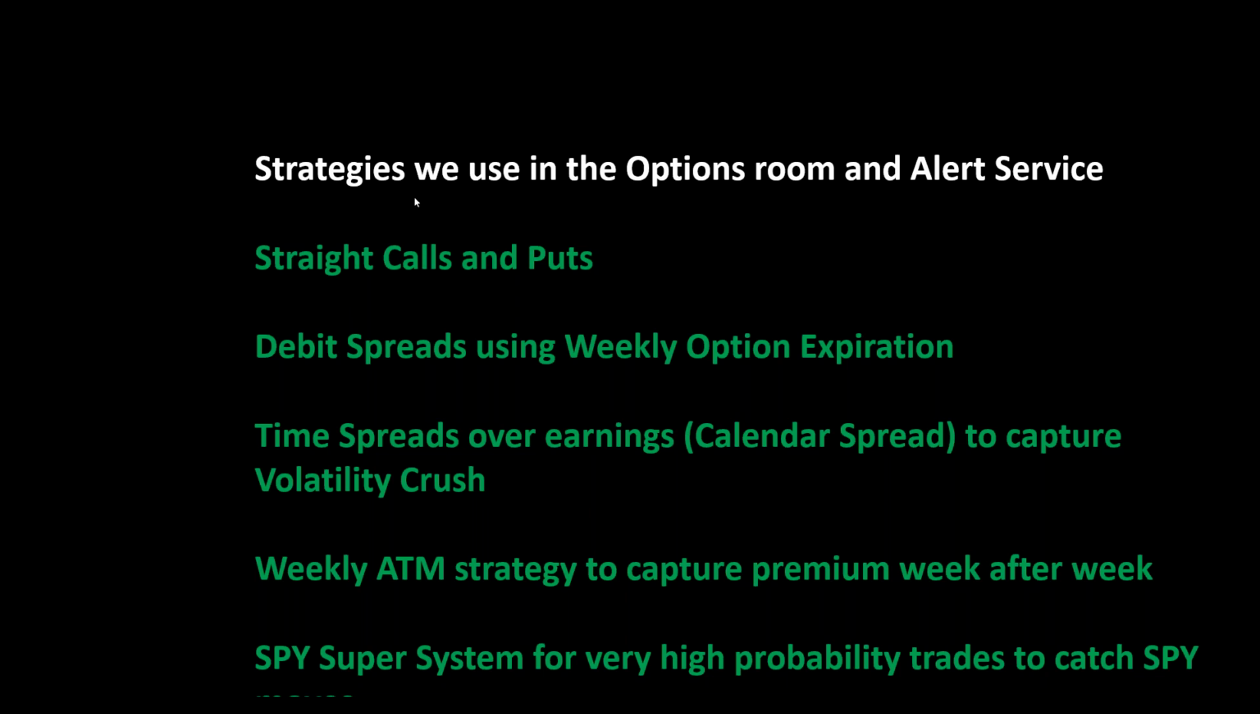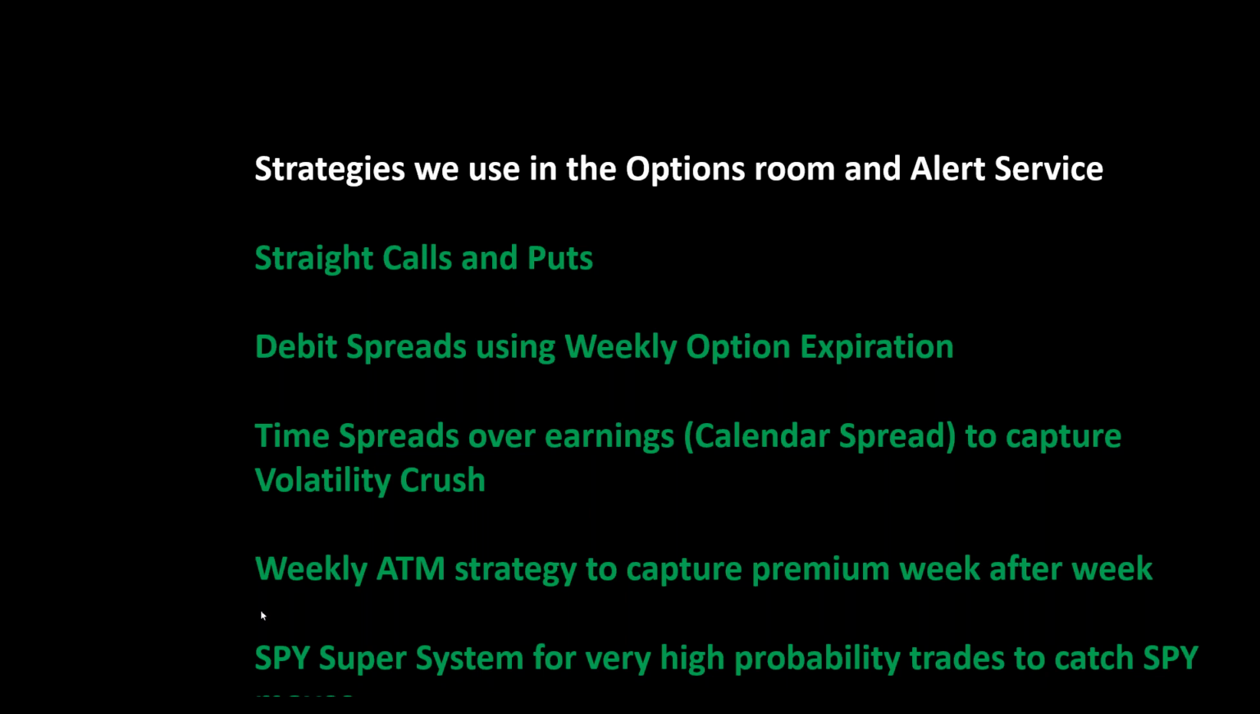So again, the strategy we use in the room that will go out on the alert service is mostly straight calls and puts. Debit spreads using weekly options expiration, time spreads over earnings, which are actually calendar spreads to capture the volatility crush. And a weekly ATM strategy to capture premium week after week on a stock that is basically neutral to bullish, and we can just keep reeling in premium every week while we have a longer term dated put to protect us in case the market turns down.